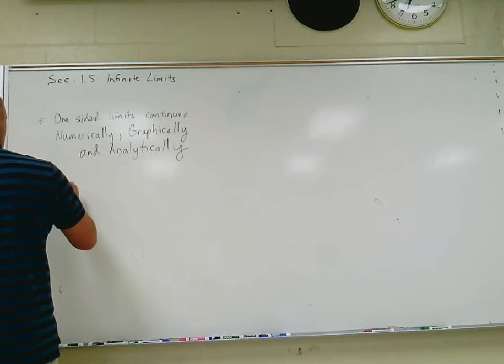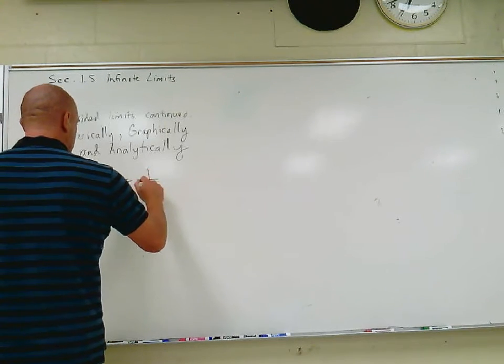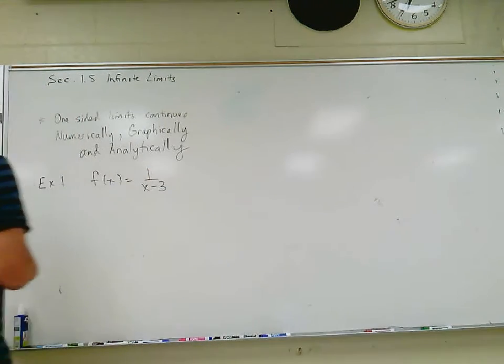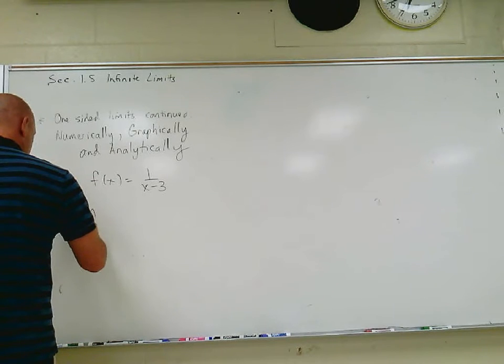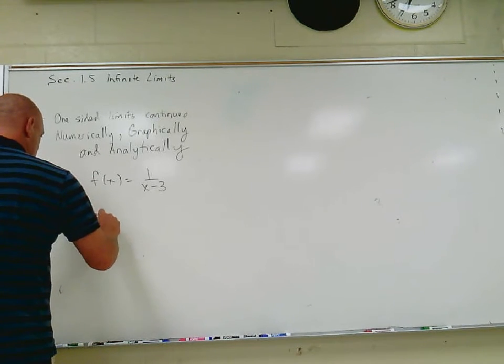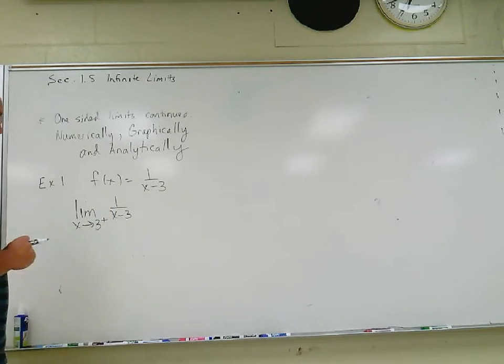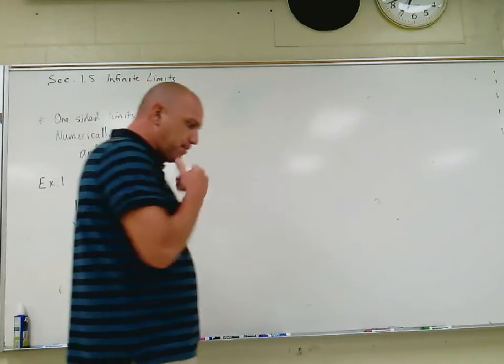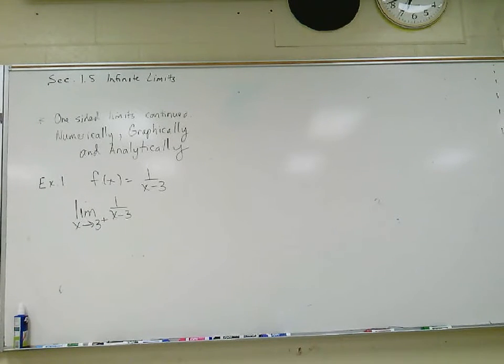So we'll get started with example 1, and we'll take the function 1 over x minus 3. That's the function we're going to work with. And for right now, we are going to look at the limit as x approaches 3 from the right of 1 over x minus 3. That's what we're going to look at. Okay. And there is an answer that we have to give.